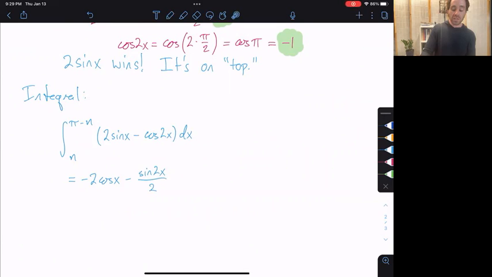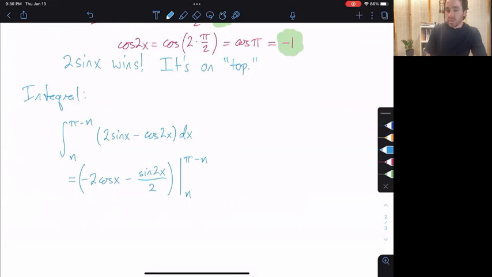And now I know that if I take the derivative of this, it's going to be 2 from the chain rule times cosine 2x, and that 2 and this 2 cancel to give me back this. Okay, so this is my antiderivative. I'm now going to be evaluating it at n, that's the whole inverse sine thingy, and pi minus n.